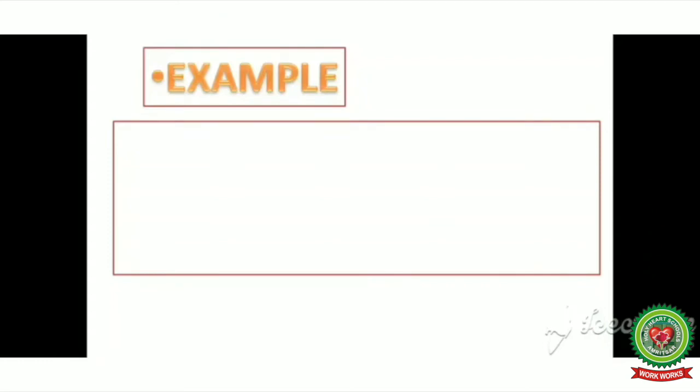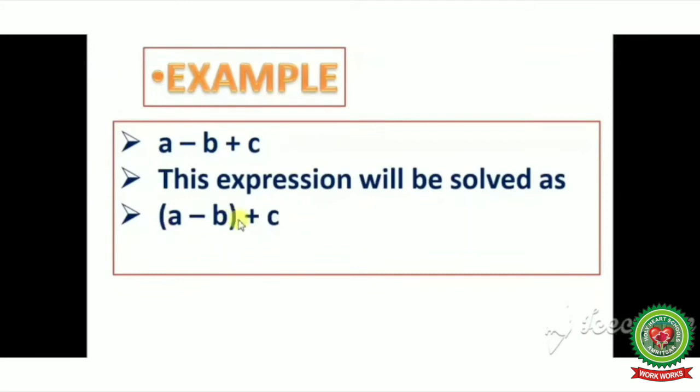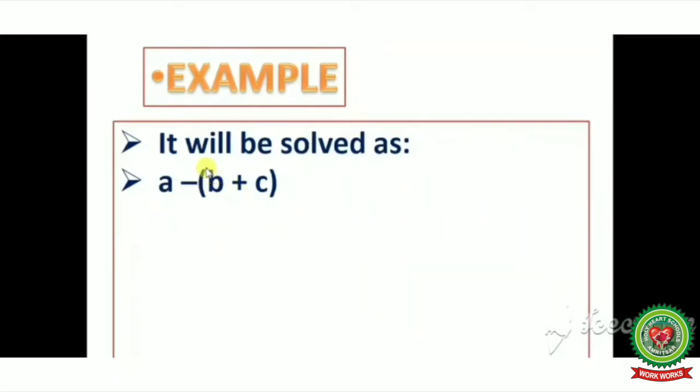Next we will discuss one example. Suppose we have the expression a minus b plus c. Now how will this expression be solved? From left to right. See, firstly a minus b will be solved, then we will do plus c. But if we want to change the order of evaluation, how will we do it? We will put round brackets around the operands. See, a minus, bracket start, b plus c. Now here firstly b plus c will be solved and after that a minus.